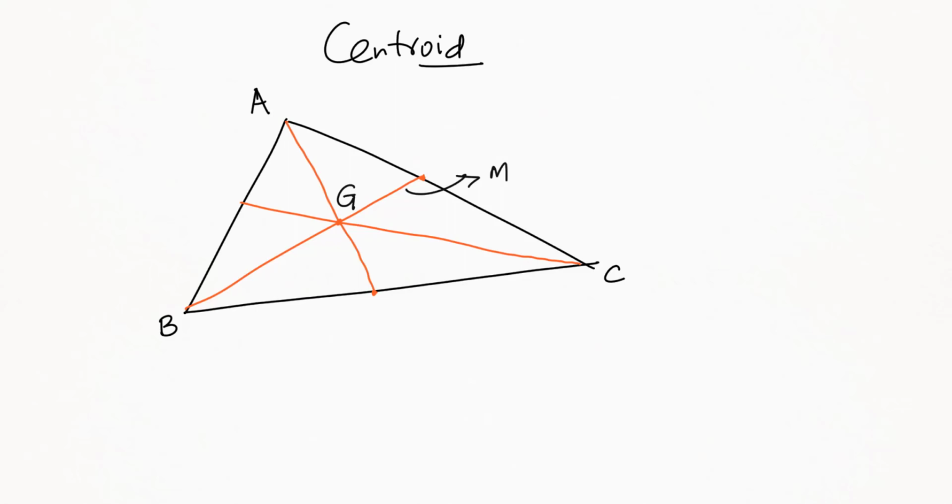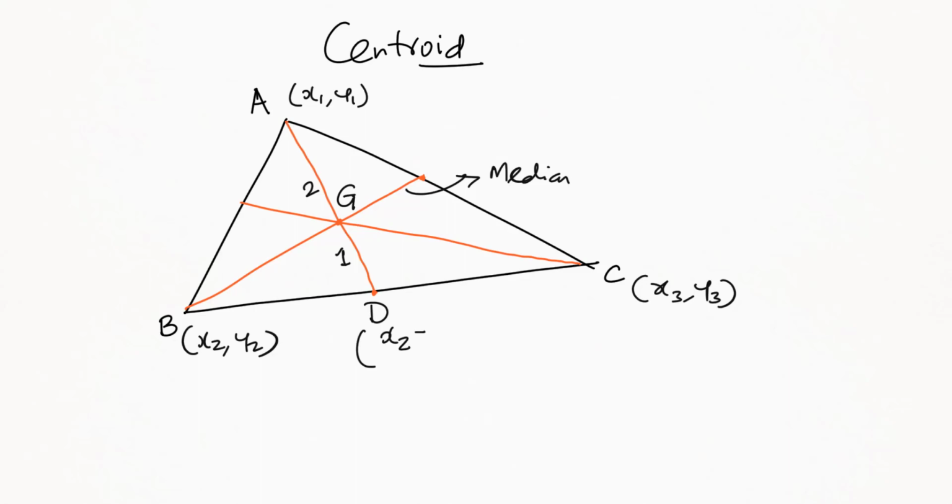These are what? Medians. Also, one important property that you may be aware of is that the centroid divides all the medians in 2:1 ratio. Let's say these points are x1 y1, x2 y2, x3 y3. To find the coordinate of the centroid, we can use the section formula on any of the medians. Let's pick this one, name it D. So D is the midpoint of BC, so the coordinate of D will be x2 plus x3 over 2, y2 plus y3 over 2.